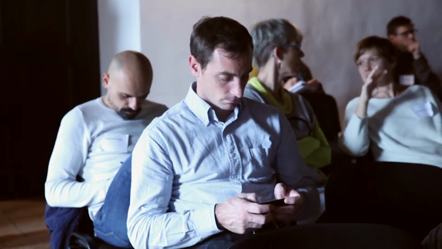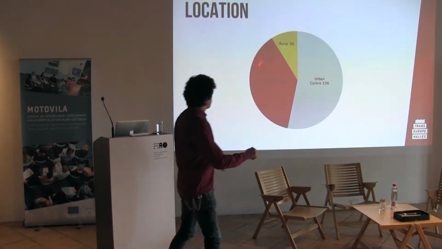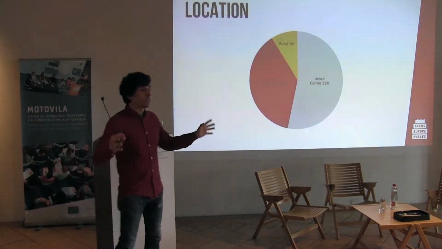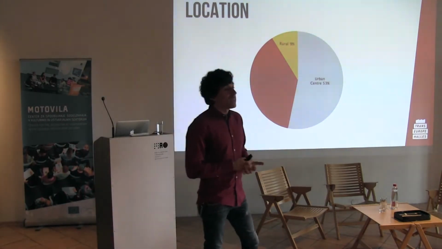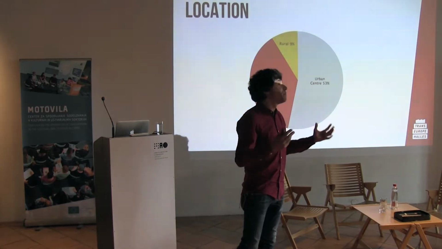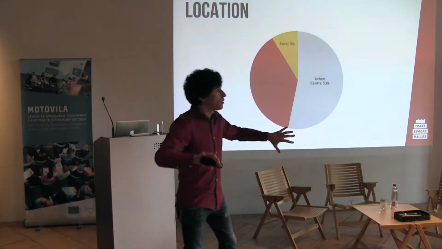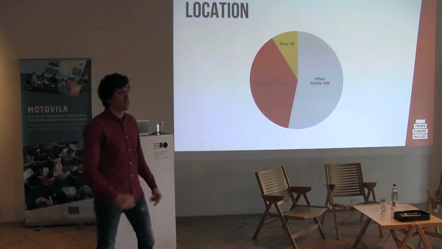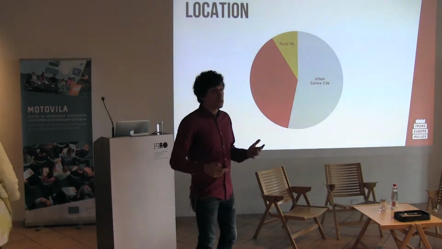Our member centers are, as you can see here, 33% in the center of the city, while 38% are in the outskirts of the city. If you think that these are industrial buildings, it makes sense that normally they are outside of the center. And only 9% of them are in rural areas.